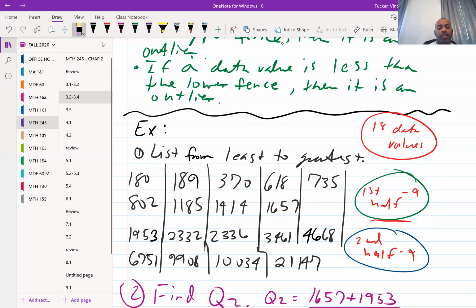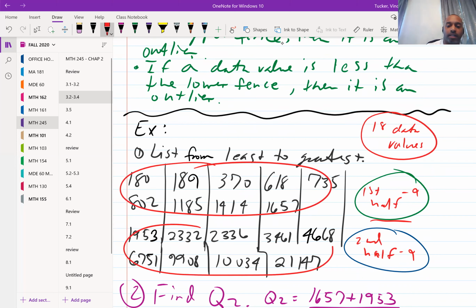What I normally do when I list my data values from least to greatest, I count how many data values I have and then write it in halves. In other words, this is my first half of data, and then this is my second half of data. I just go ahead and break it up, and it will help me with finding my middle values and all the good stuff like that. So if I have 18 data values, I already know I have 9 data values in my first half of data, 9 data values in my second half of data.